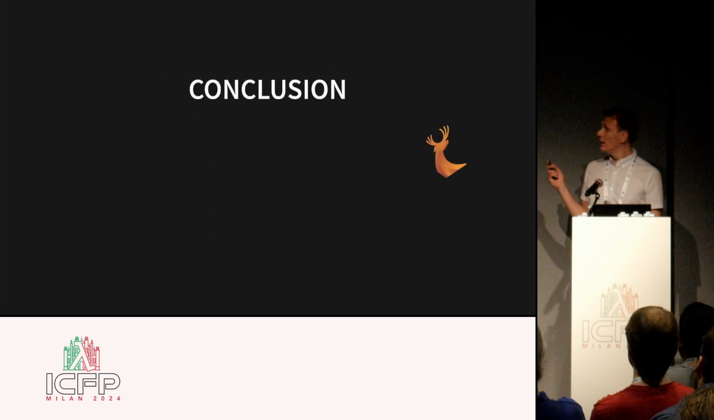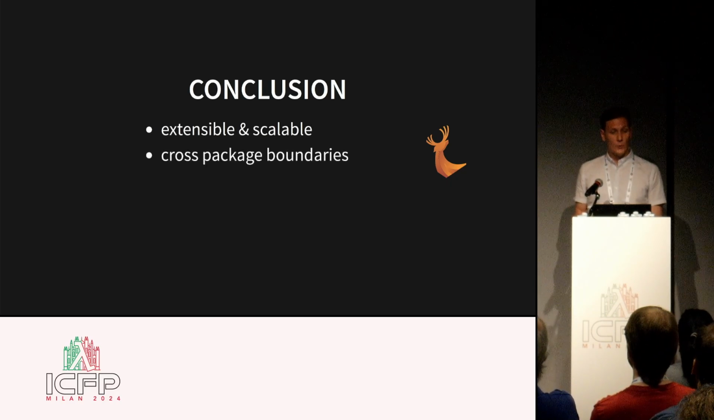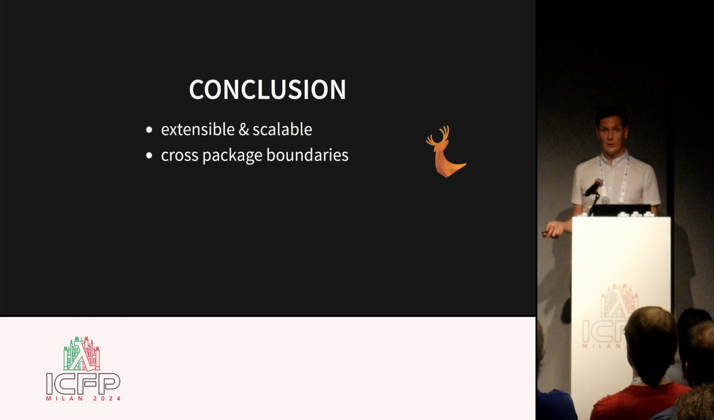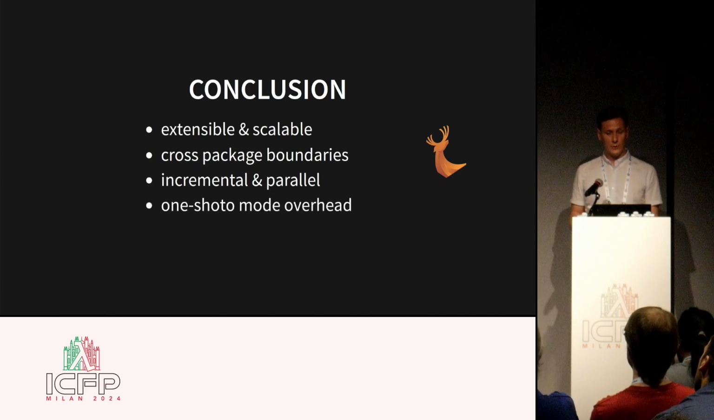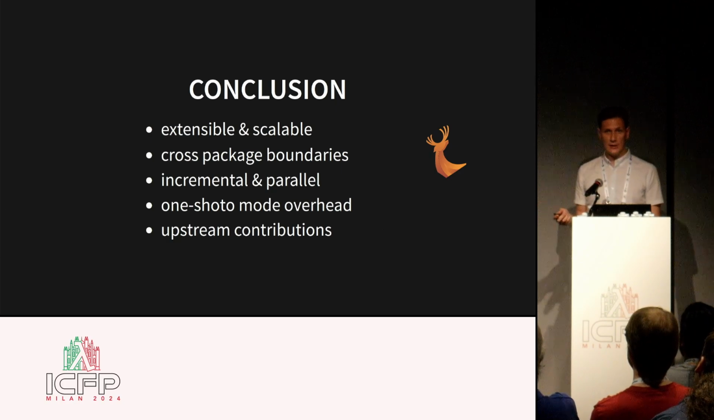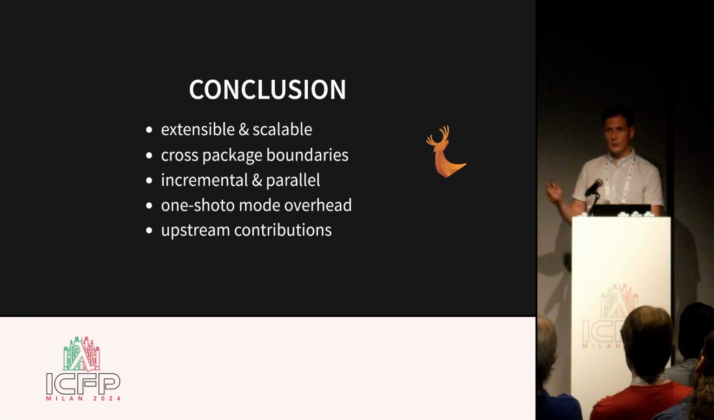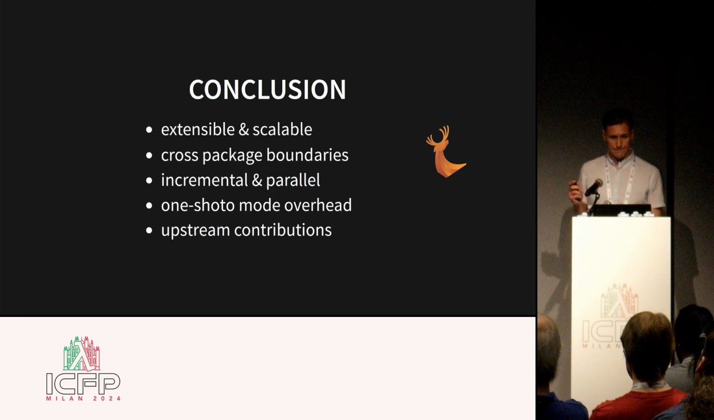So in conclusion, with Buck2, we have an extensible and scalable build system. We get cross-package module granular builds, which is good for incremental and parallel builds. We do suffer from one-shot mode overhead, so we need a compilation server. And we're upstreaming a lot of these things, so GHC patches, Buck2 patches. The Buck2 Haskell rules that we're working on are currently still separate, though they're open source, but we do want to upstream them, but we're making big changes to them at the moment, so that's still waiting.